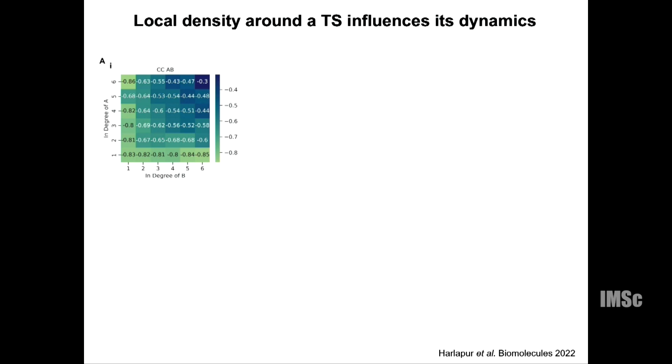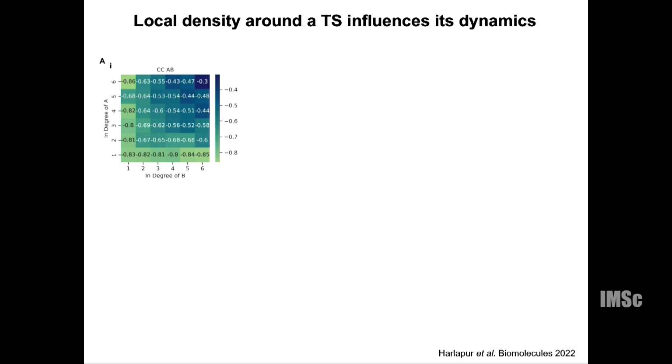So next we wanted to ask, was it the global density or was it the local density which was impacting the behavior? So this is one example. Again, we have plotted the correlation coefficient between A and B. On the X-axis, this is the in degree of B, how many nodes are coming onto B, and how many nodes are coming onto A.